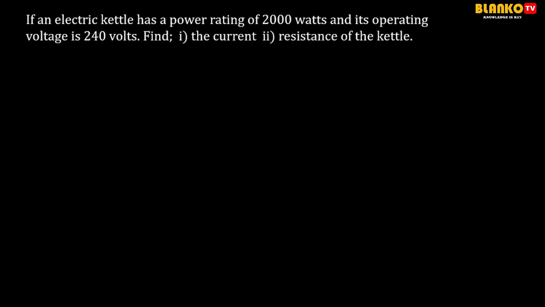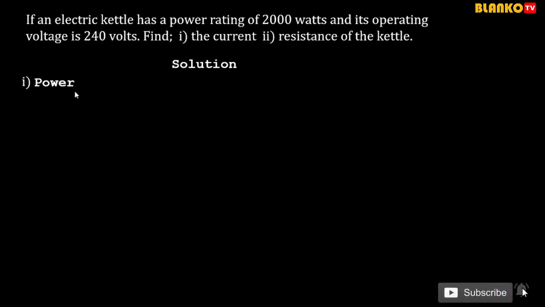Alright, so an electric kettle has a power rating of 2000 watts and its operating voltage is 240 volts. Find (i) the current, (ii) the resistance of the kettle. So the solution, that is solution (i).